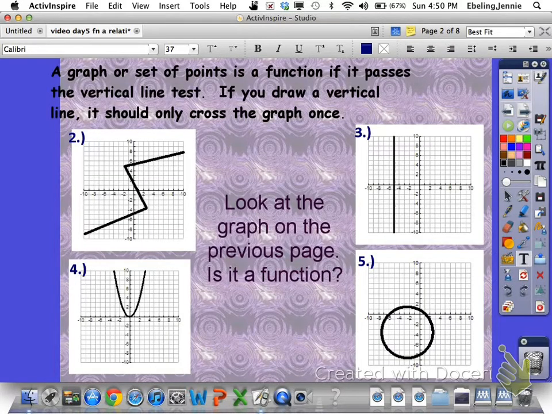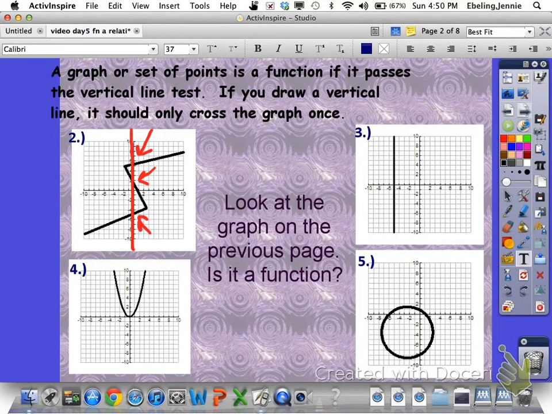Let's take a look if a graph passes a vertical line test. A vertical line test is a test where if I put a vertical line anywhere on the graph, if the graph hits that vertical line more than once, it's not a function. Like if you have points on top of each other, it's not a function.